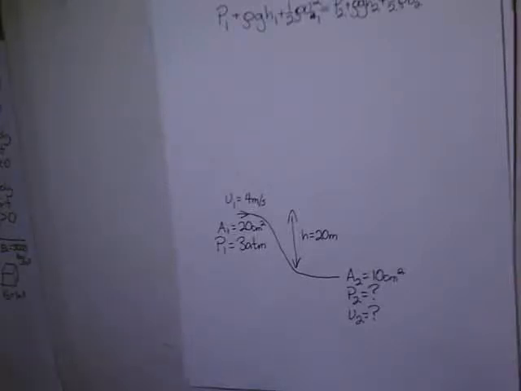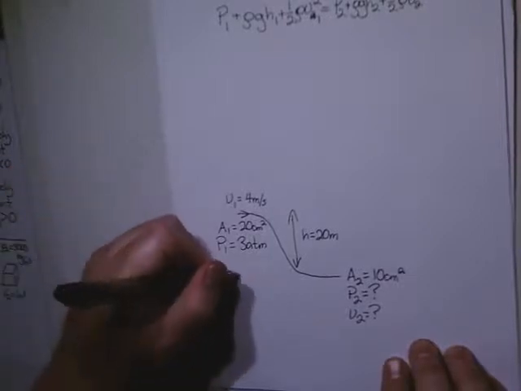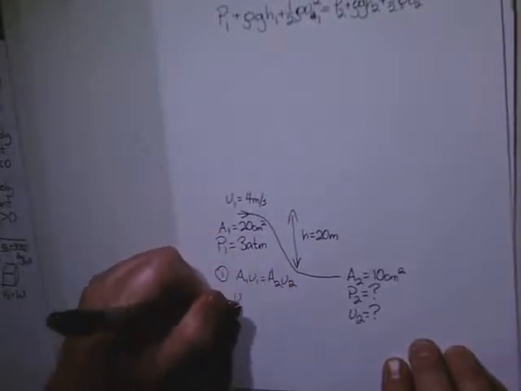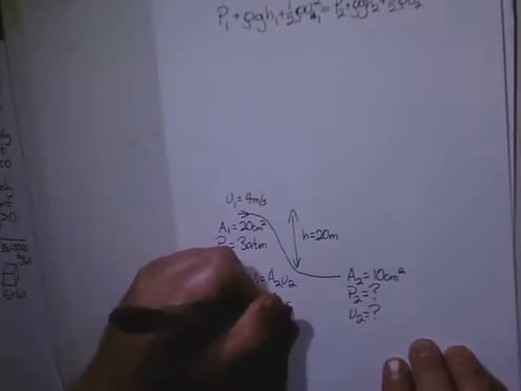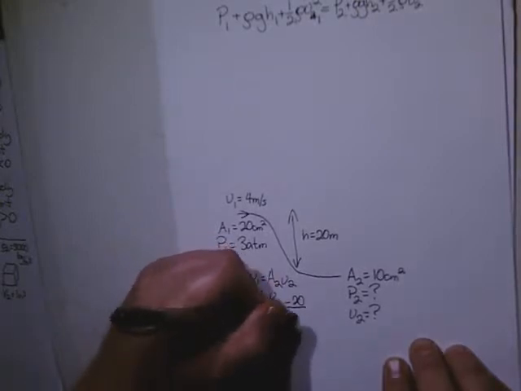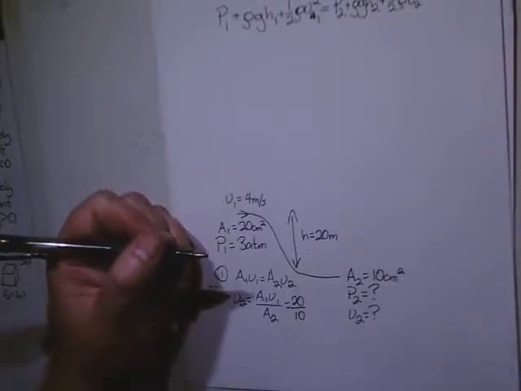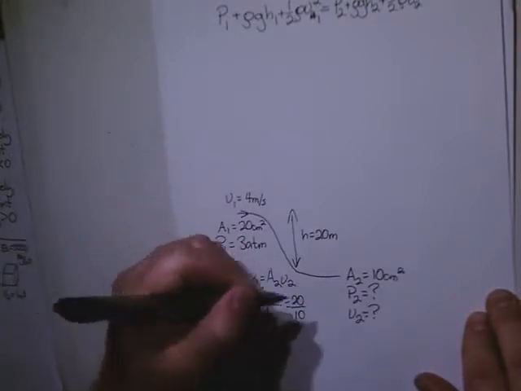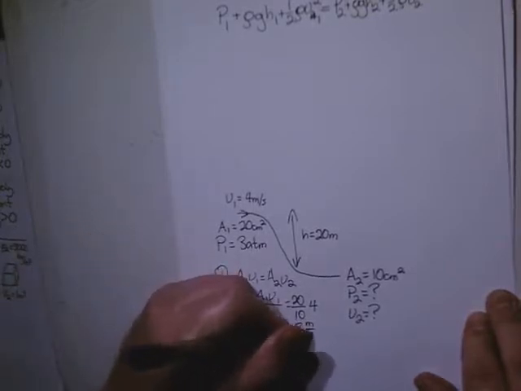It's a two-part problem. The first part is the equation of continuity, that A1 V1 is equal to A2 V2. So V2 is A1 V1 over A2. This makes A1 20, A2 10. It's the same reason why I don't convert to square meters as I did in the other one. V1 is 4. So the bottom velocity is 8 meters per second.